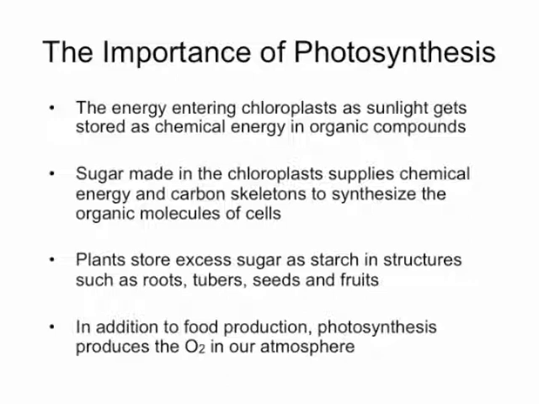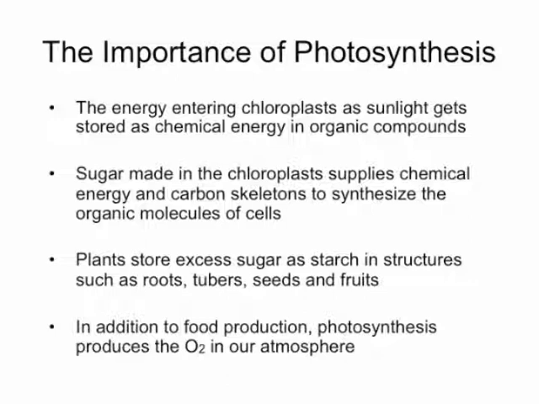So sugar made in the chloroplast through these processes of photosynthesis will supply chemical energy, in the form of sugars that can be broken down through the process we're talking about in the next chapter, respiration, into ATP. And it also provides carbon skeletons to synthesize organic molecules of the cells. So it provides structural components. Cellulose in plants is made by combining those sugars in a different way to make the cell wall and to allow plants to have a structure to them.